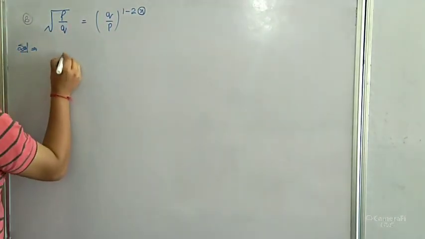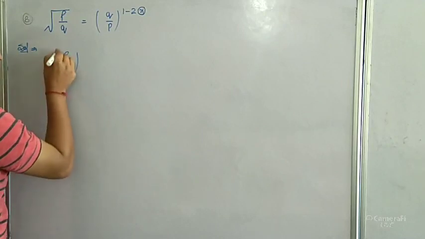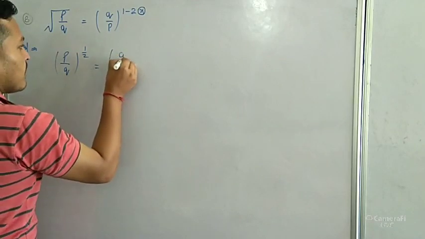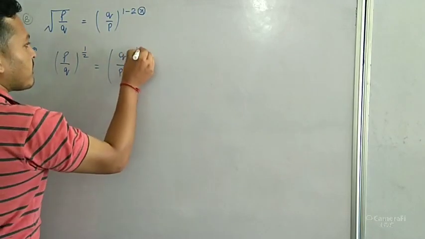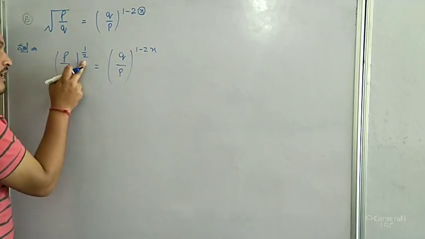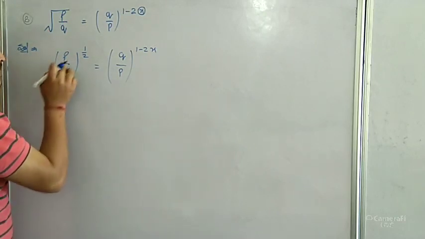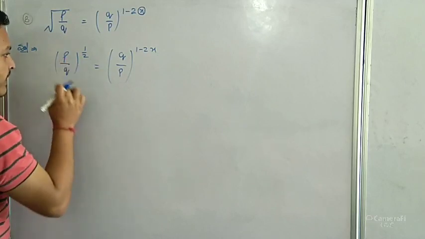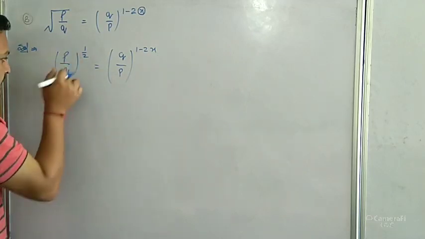For now, look, this part we can write P upon Q and whole to the power 1 by 2 is equal to Q upon P to the power 1 minus 2x. This is under root and root we know that we can write in the form of 1 by 2. Now it is Q upon P, this is P upon Q. So now I am making the same base. तो यहाँ पे इसका रेसिप्रोकल करना है.